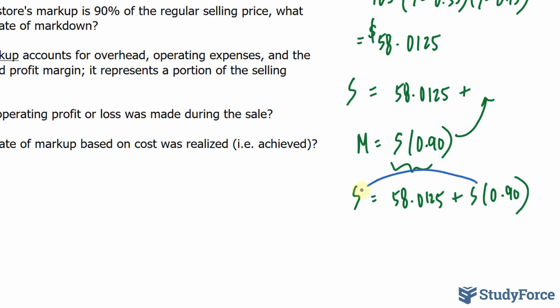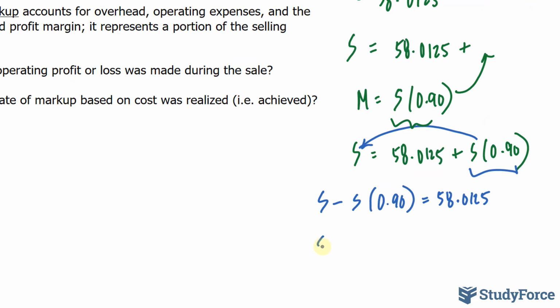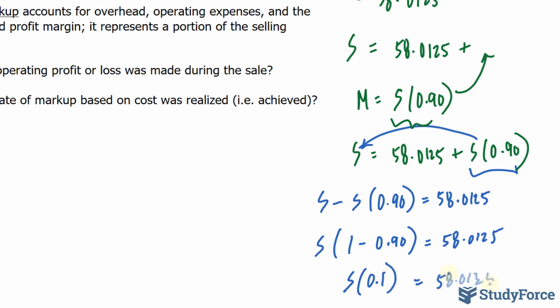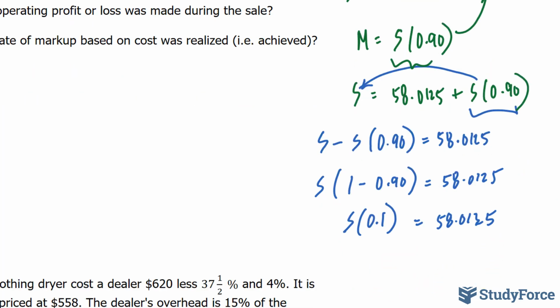Okay, so to solve for S, we'll bring that term over to the other side to group the like terms. So S take away S times 0.90, and we have 58.0125 on the right side. S is common in both of the terms on the left side, so we'll factor out an S, and this gives us 1 take away 0.90. And all we have to do now is solve for S. We get S multiplied by 0.1, and we divide both sides by 0.1 to give us our regular sell price.